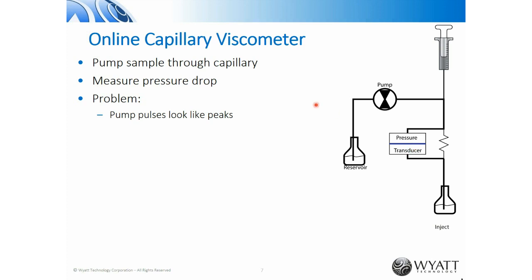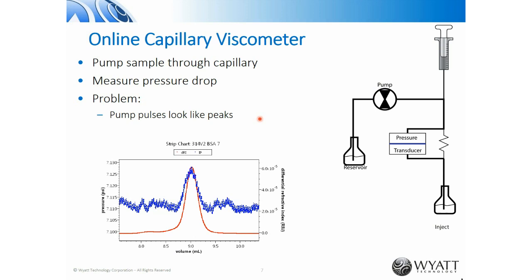But there's a problem with using simple capillaries in an online viscometer. The first is that regardless of how good your pump is, it's not going to be perfectly noise-free. And so a very good modern chromatography pump has a pressure pulse of around maybe 0.1%, and those pulses tend to look like peaks. So here I have an example of a measurement of a protein, BSA, and on the bottom axis I have the elution volume from 8 to 10 milliliters.